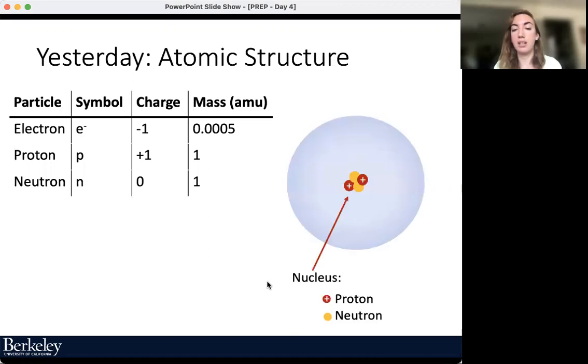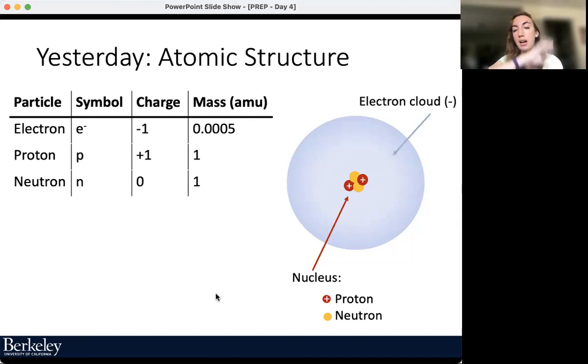The protons and neutrons make up the nucleus, which is the really dense core of an atom. And in general, these aren't going to be involved in reactions. They're only involved in nuclear reactions, which we're not going to talk about in this class.